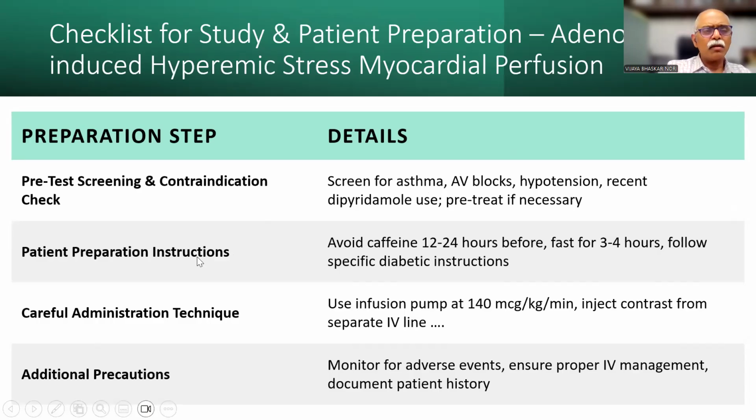Similarly, for patient preparation, ask the patient to stop caffeine for 24 hours prior, and fasting for 3 to 4 hours. Use a separate IV line for contrast and for adenosine. Don't give both by using a three-way, but give a separate IV line. Just like a CMR stress perfusion, give 140 micrograms per kg per minute. Calculate the dosage, give the dosage from a separate IV line, and then before starting the procedure, check the blood pressure, check the heart rate, check for proper IV line management, and then start the procedure.